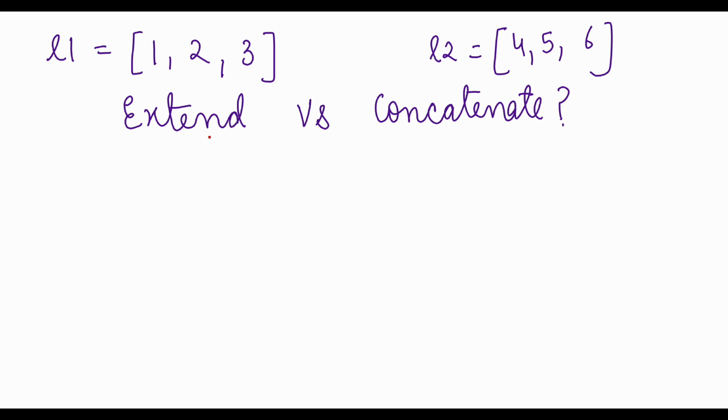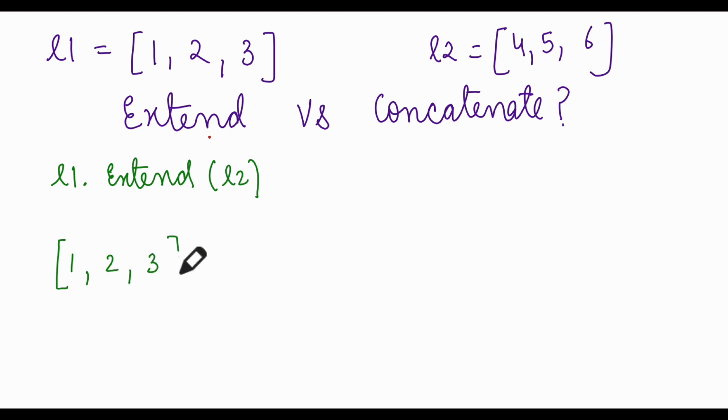So we will try to understand how time complexity varies. Let us say we are trying to extend a list. So I do L1.extend(L2). If you see this list L1, I am not accessing any of its elements, correct? Because I don't need to, I just need to add L2 to it. So I will be adding a list which is 4, 5, 6.